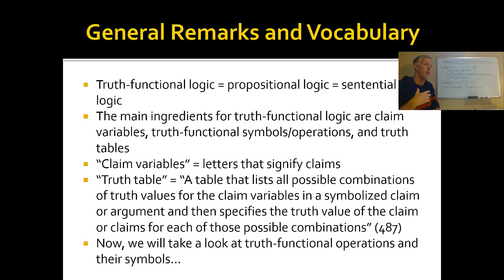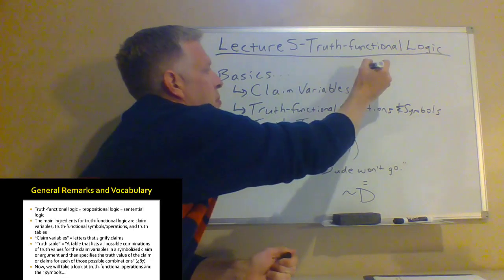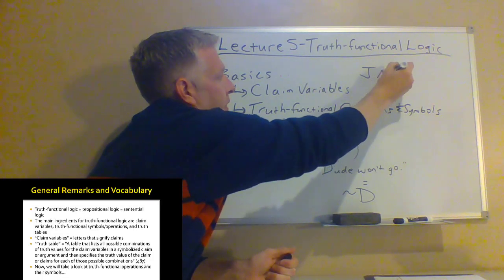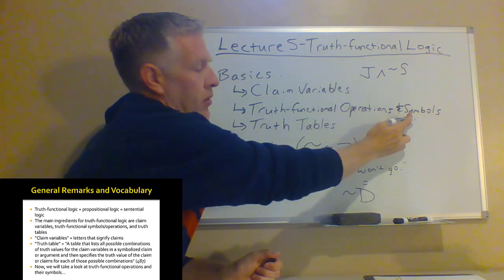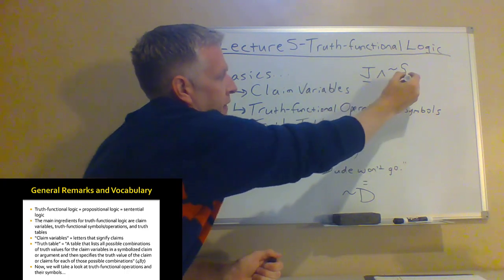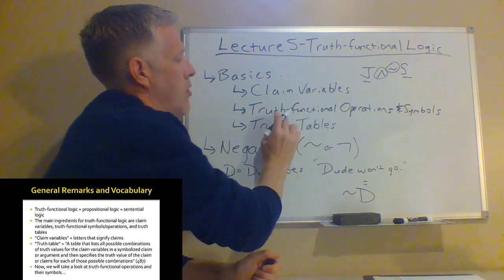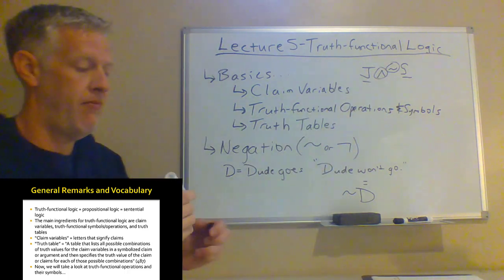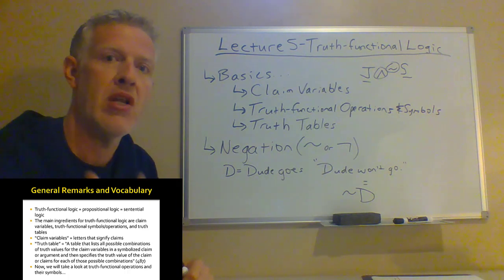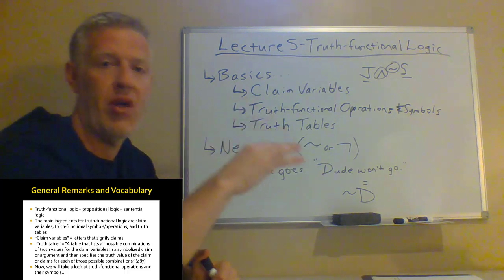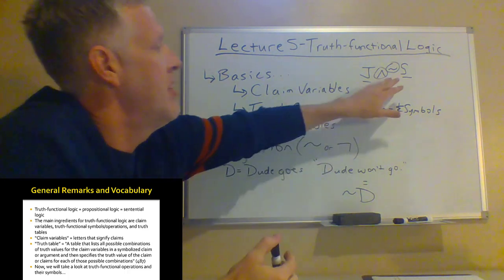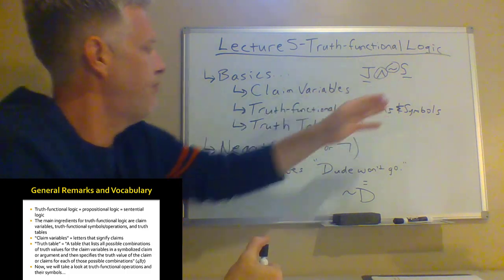In other words, what results is no more than basic claim variables and truth functional symbols, right? So we take the average everyday sentence, Joe will go and Susie won't, and what we come up with will just be basic claim variables and logical operation symbols. These claim variables, and then these truth functional symbols, represent the logical operations going on underneath what the person's saying, what's being implied in terms of logic, the relationship between these claims. So Joe will go, but Susie won't.